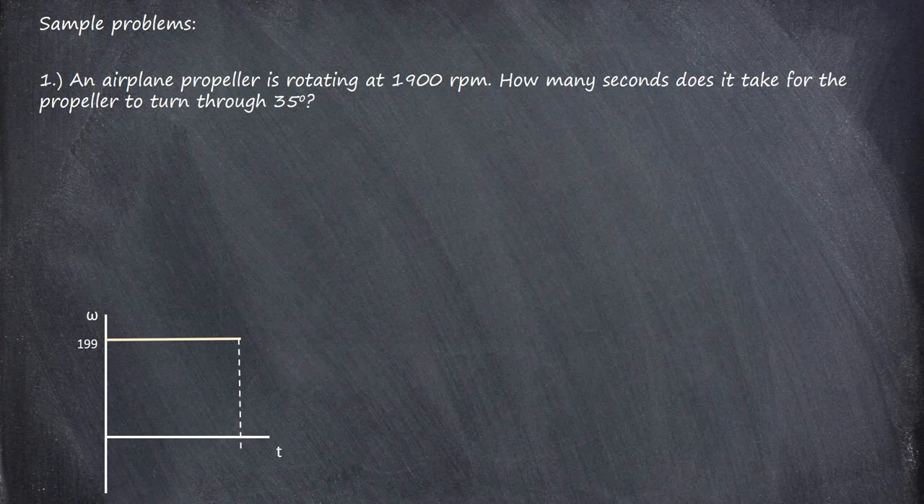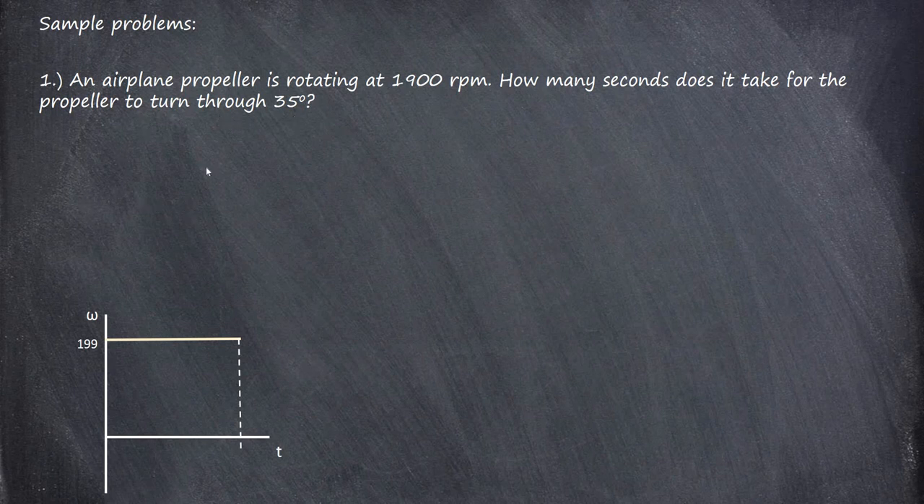So what we're doing here, we're still using calculus, but it's an overkill. I'm just showing you this to illustrate that calculus works. Question is, how many seconds does it take for the propeller to turn through 35 degrees? You want to answer this? You can pause this video.